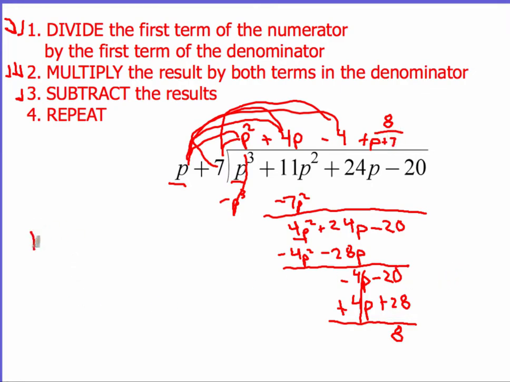So the answer to this problem ends up being p squared plus 4p minus 4 plus 8 over p plus 7. And that's how you do long division for polynomial division. Okay, it's kind of complicated. It's a long process, but it does work every time.